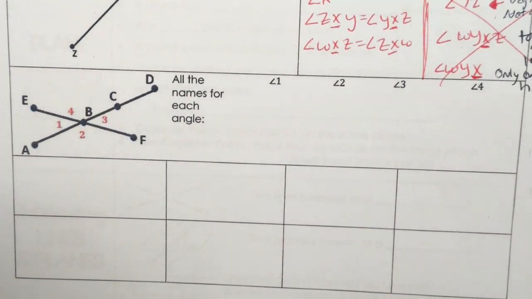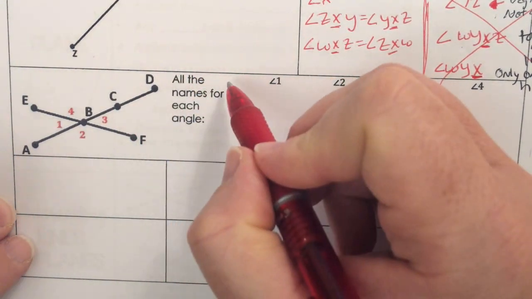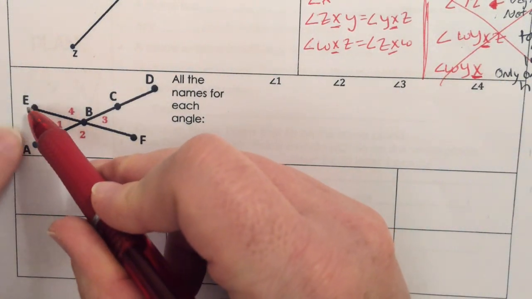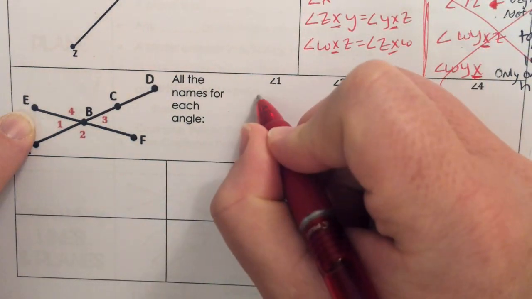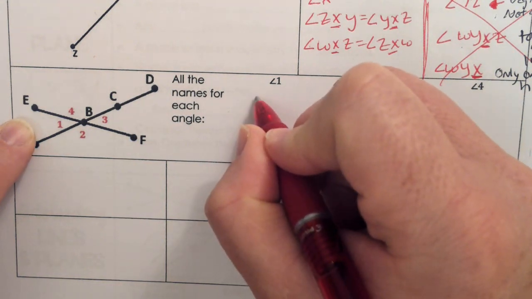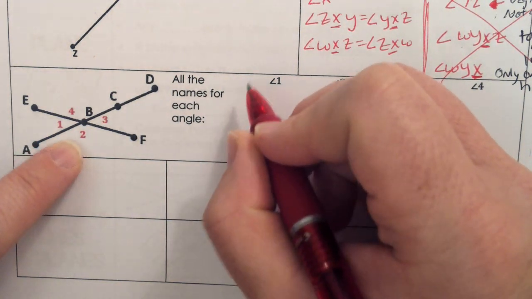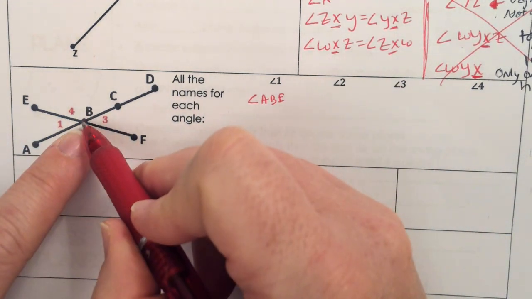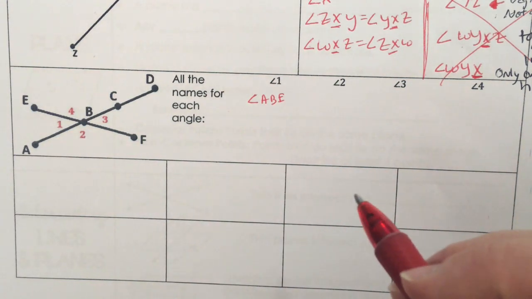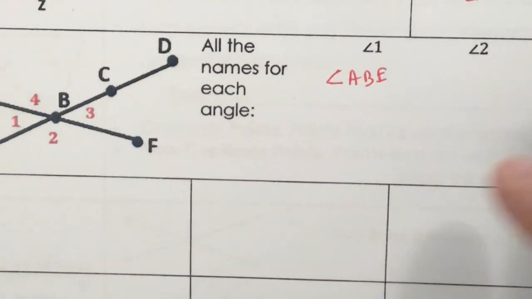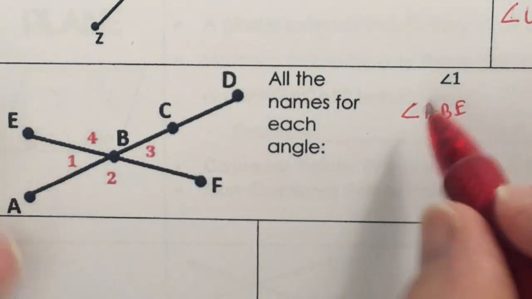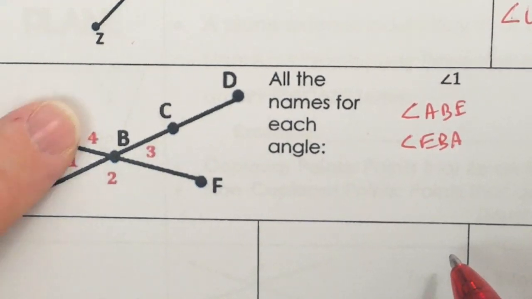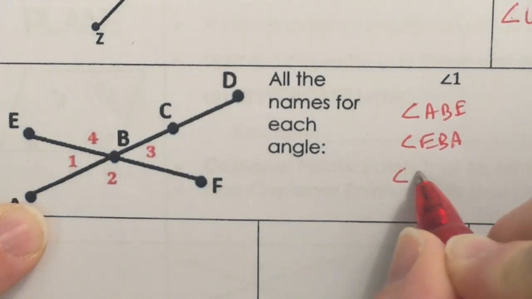Okay, so this one right here, I like this one. This one has all the names for each of the angles. So here's angle 1. Angle 1 could be angle ABE, because the corner's at B. Let me zoom in a little bit here. We can call it that, or the reverse version of that, EBA. Those are both good, but can we call it angle B?